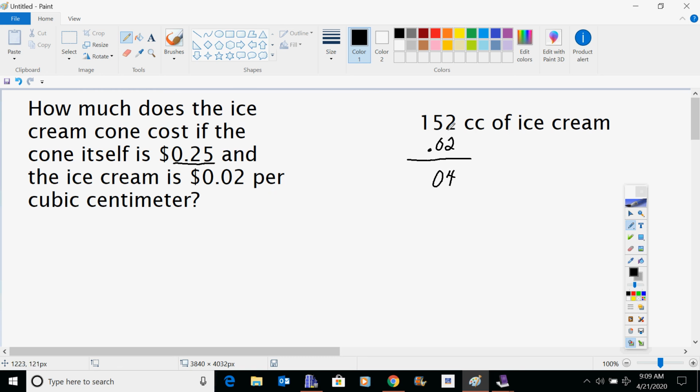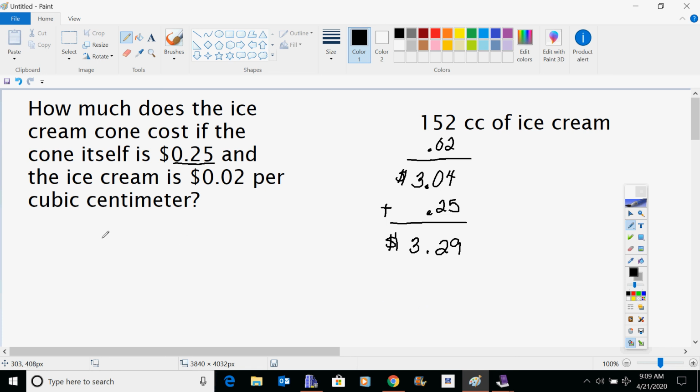So 304. You could use a calculator if you want. So $3.04 for the ice cream part, taking into account that they also are having a cost for the cone part. So we would be spending $3.29 for that ice cream cone.